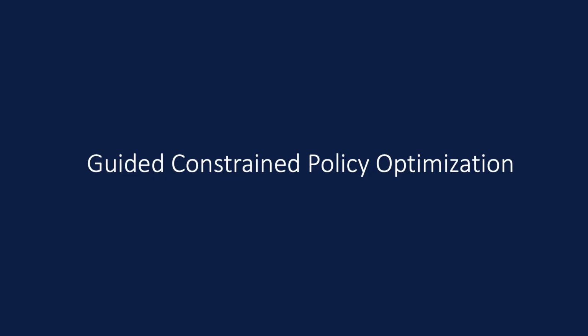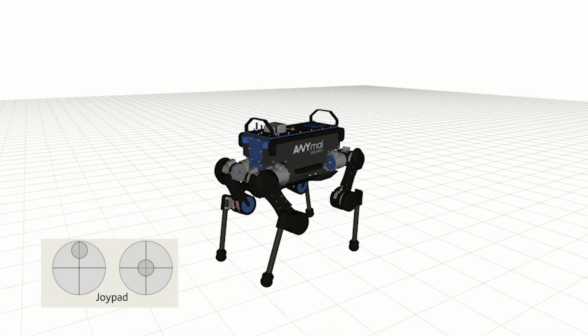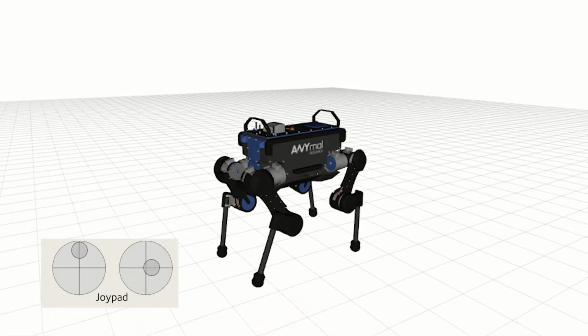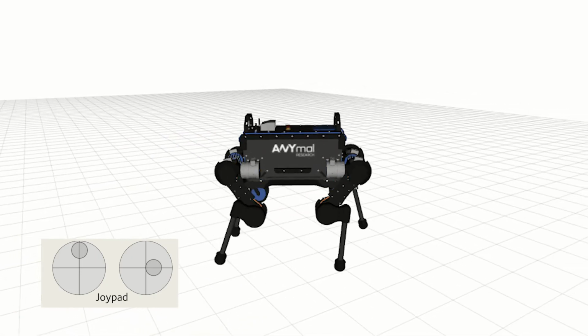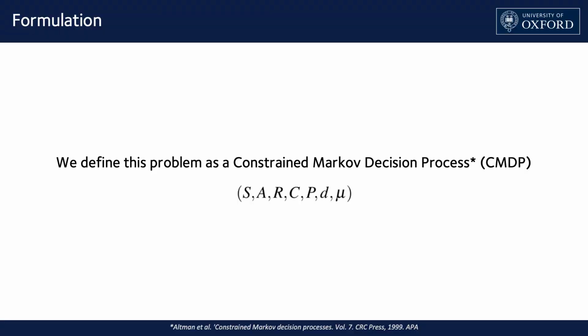As a solution, we introduce a guided constraint policy optimization technique to train an RL control policy for the task of quadrupedal locomotion in order to track user-defined reference-based velocity commands. We formulate this RL task in the framework of a constrained Markov decision process represented by the tuple shown on the current slide. Here, S represents a set of states, A, a set of actions, R, the reward function, P, the state transition probability function, and mu, the starting state distribution. A CMDP augments the Markov decision process with a set of cost functions C and limits D.